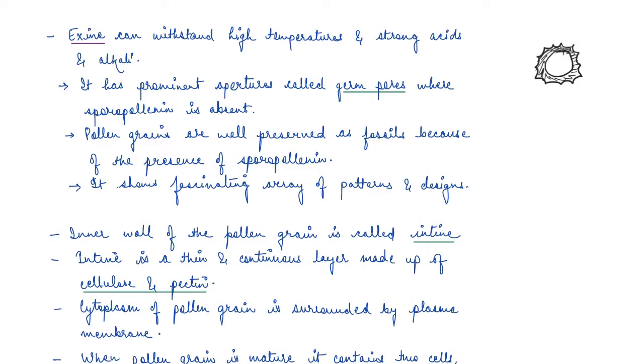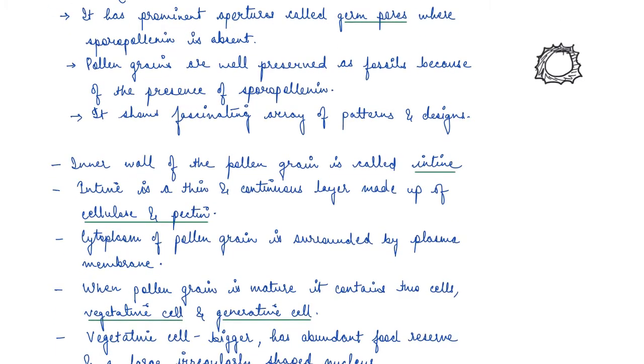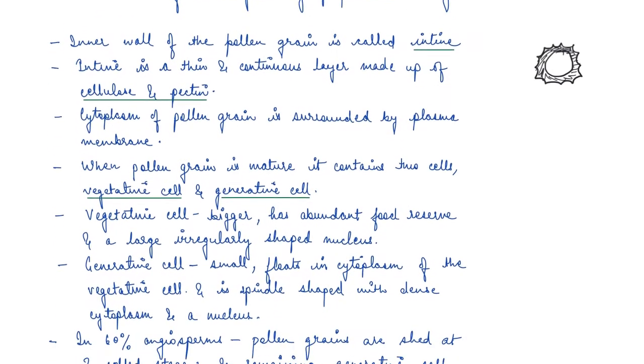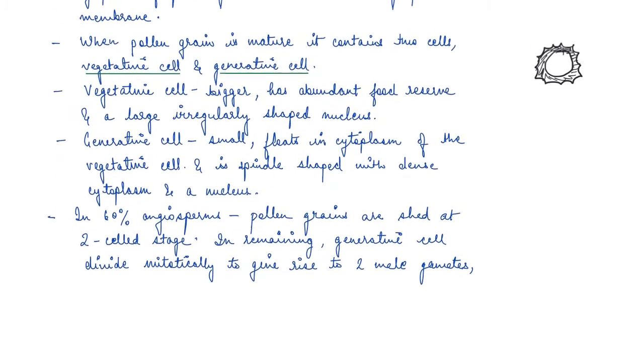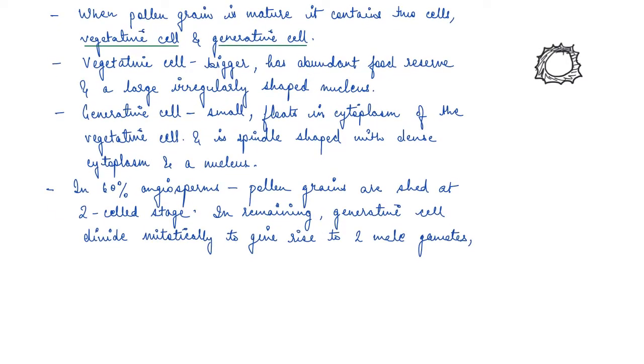Now the cytoplasm of the pollen grain is basically surrounded by a plasma membrane. Okay, and when the pollen grain is mature, it contains two cells. Okay, so the one is the vegetative cell and the other one is the generative cell, right? Now, this vegetative cell basically is bigger, it has abundant food reserve, and it is irregular in shape with respect to the nucleus. So it has a very large, irregularly shaped nucleus.